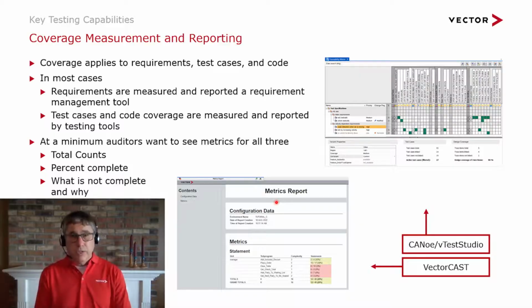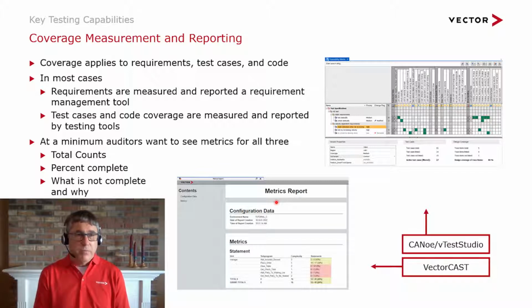Our third key testing capability has to do with coverage, measurement, and reporting. Coverage applies to your requirements, your test cases, as well as your source code. In most cases, your requirements are measured and reported using some kind of requirement management tool, so that activity and development is focused in that tool, whereas test cases and code coverage are typically measured and reported by the testing tools.